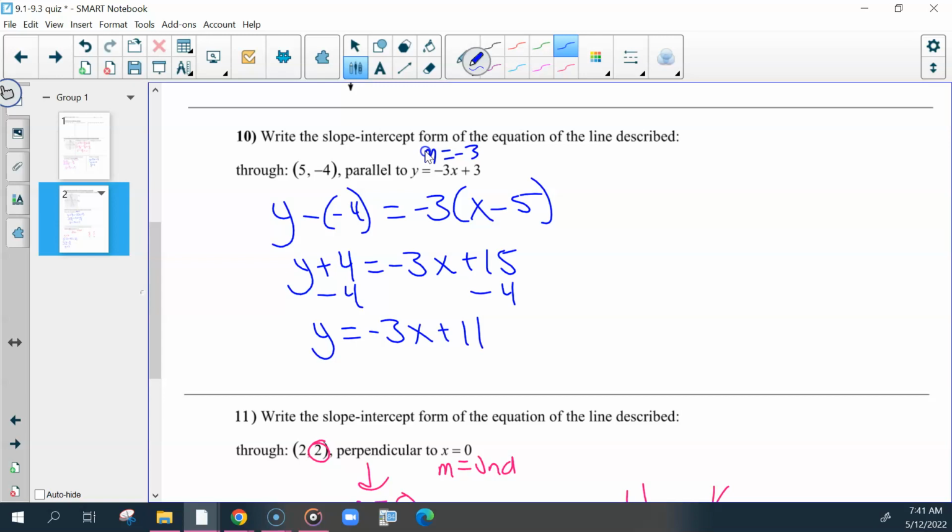Other questions? Go ahead and put your cell phones up in a calculator pocket, put off your desk.